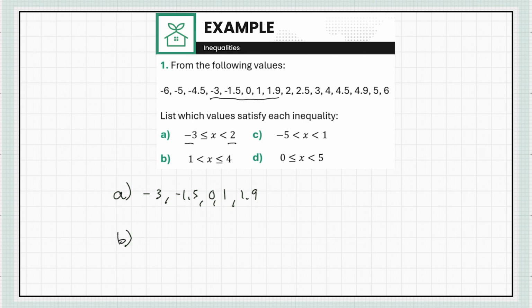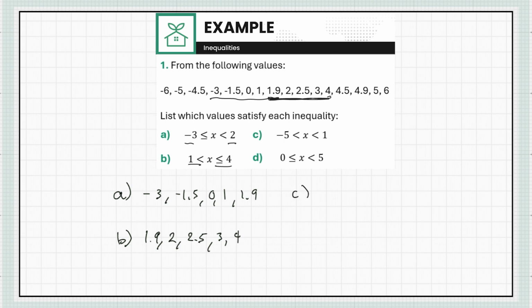If we look at B, we have to be greater than 1, but less than or equal to 4. What are some values we can put down for x that are in this range? Well, we can't be equal to 1, but we can be greater than 1, so we can be 1.9, and we can be all the way through and equal to 4. So this is our new range here, 1.9 to 4. So B is going to be equal to 1.9, 2.5, 3, and 4.